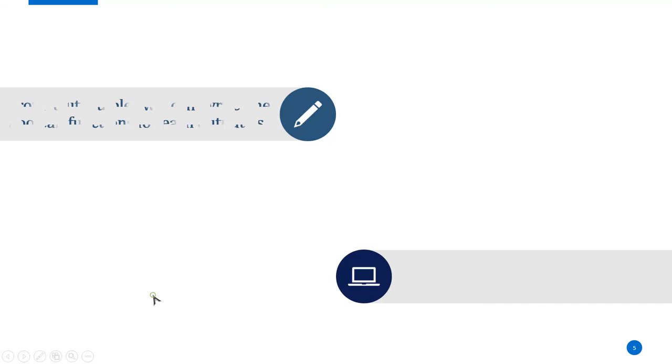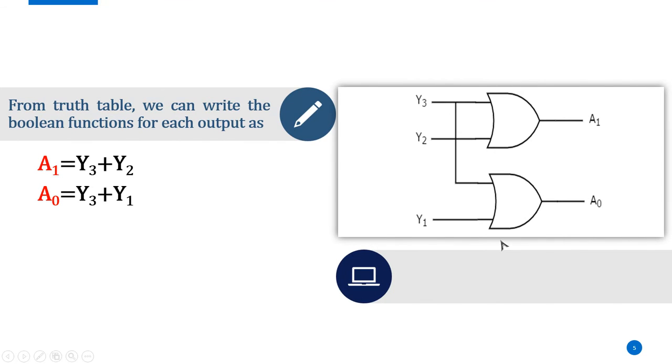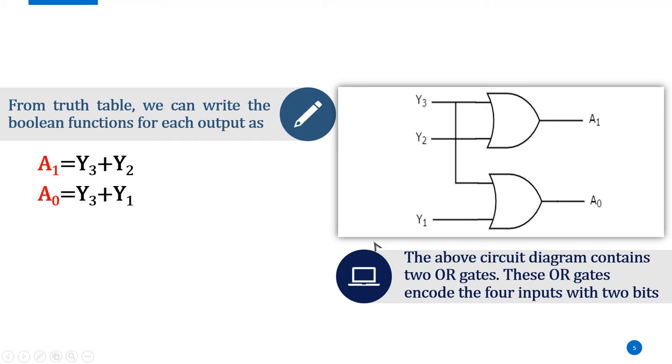Now from the truth table, how can you write the Boolean function? You have already seen that table. A1 is equal to Y3 plus Y2, and A0 is equal to Y3 plus Y1. The OR gate is there. So you found 2 OR gates, and the outputs are A1 and A0. This is also called the circuit diagram, and it contains the OR gates. The OR gates encode the 4 inputs with 2 bits, A1 and A0.